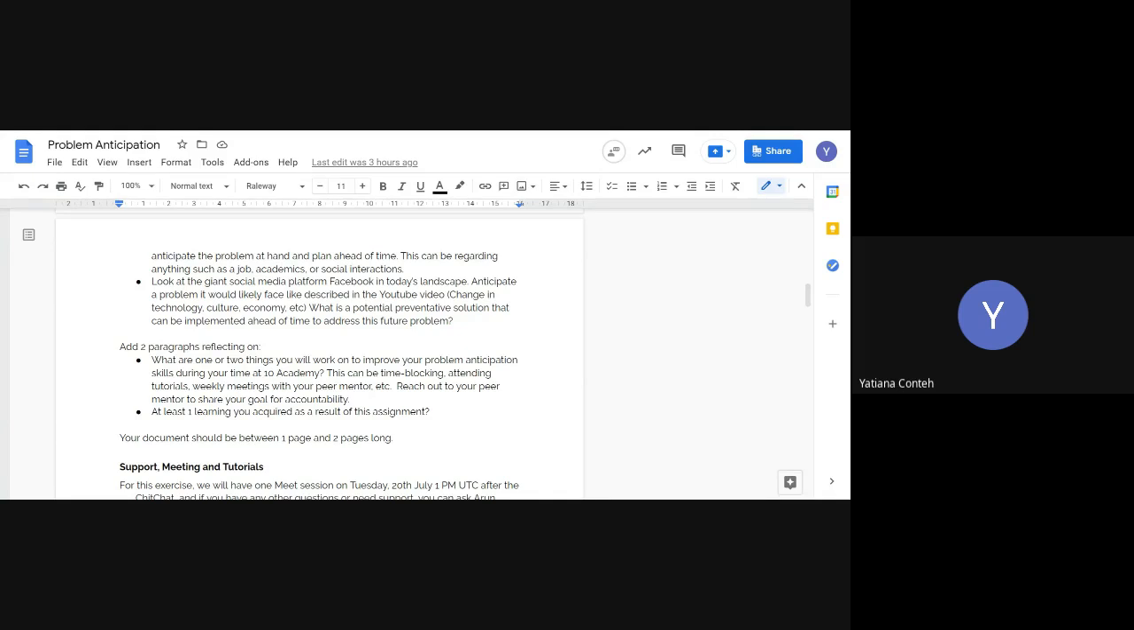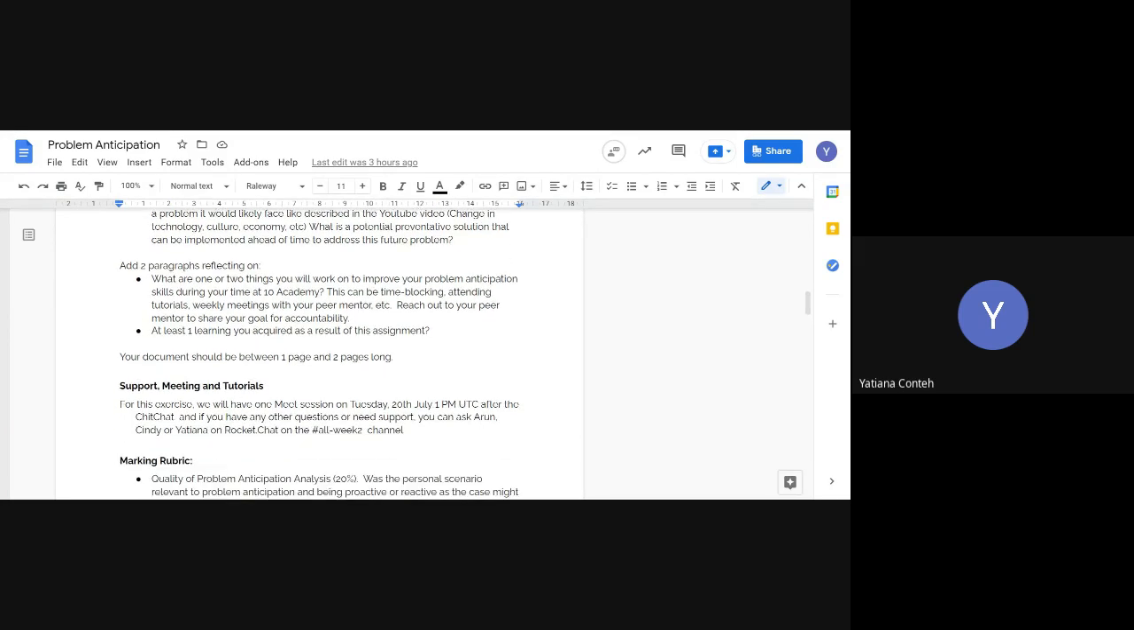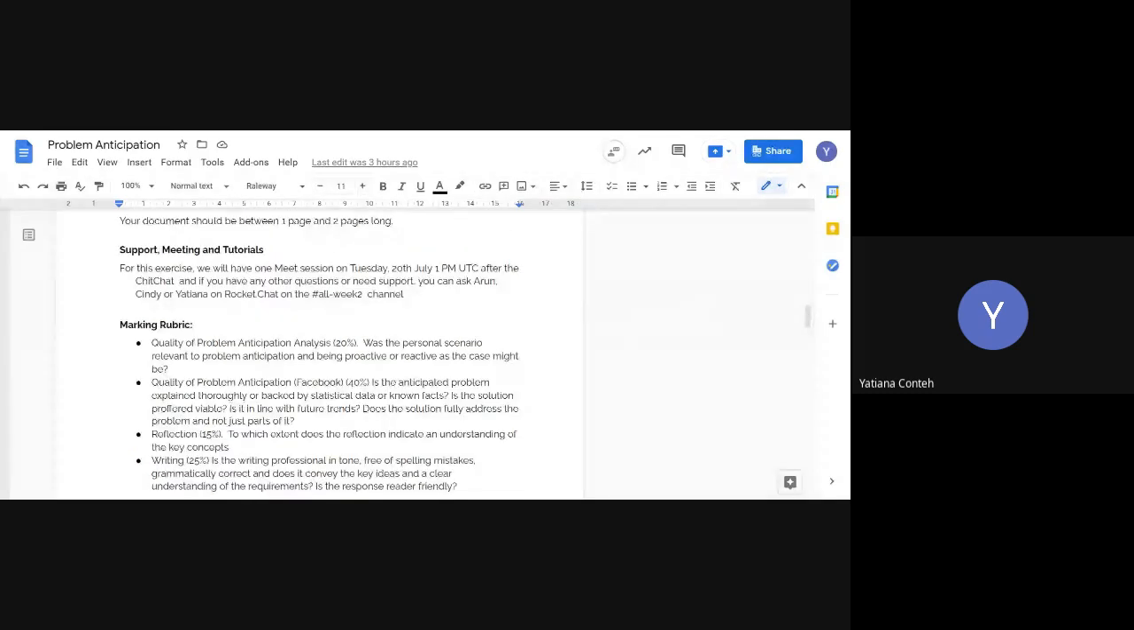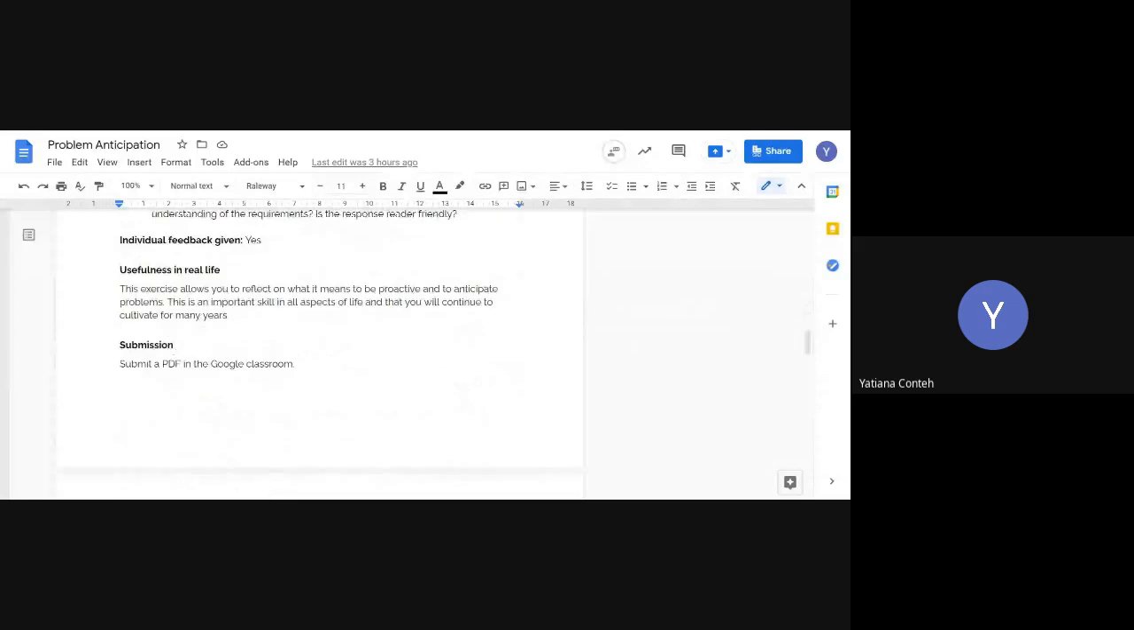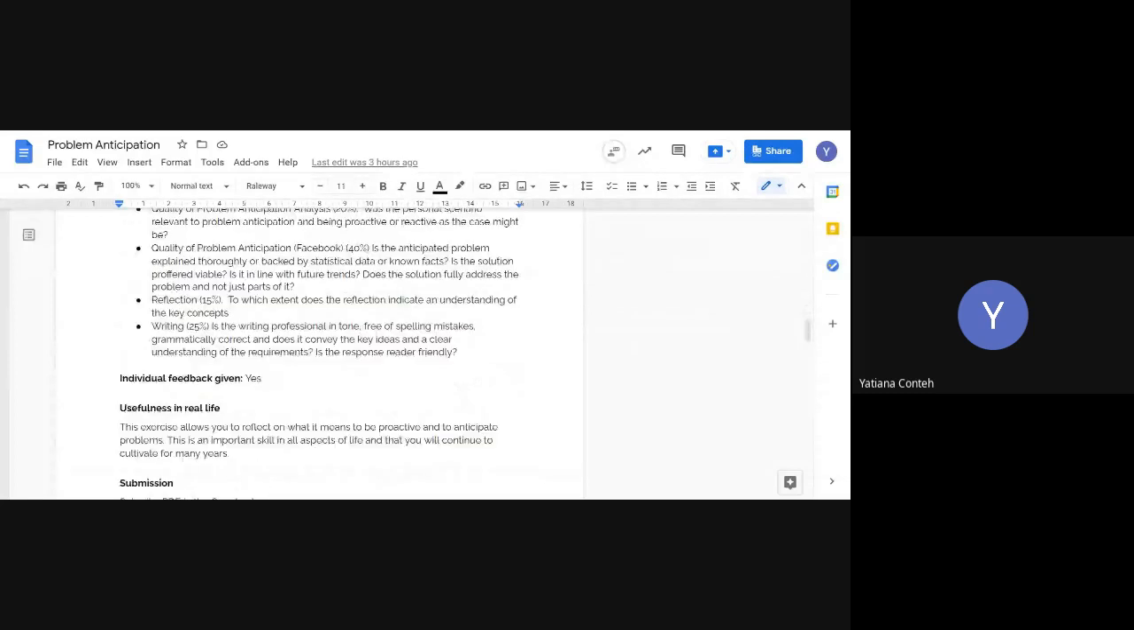So basically, this is the support that you're having right now. The rubrics, it's there. When you go through the assignment, you're going to look at it, the usefulness in real life, everything is there. So it's the usual way we make your assignments, okay?